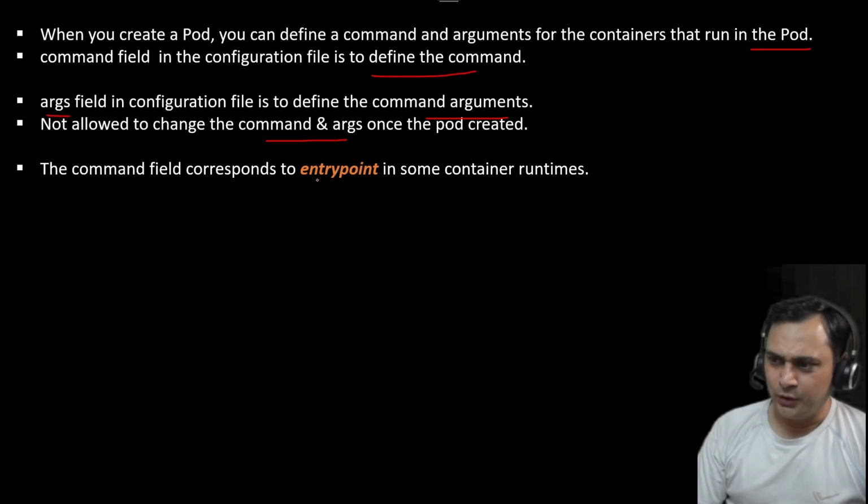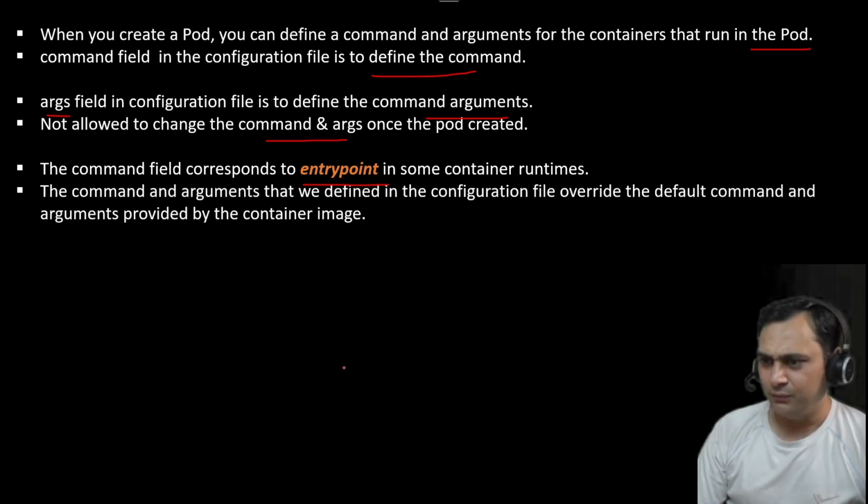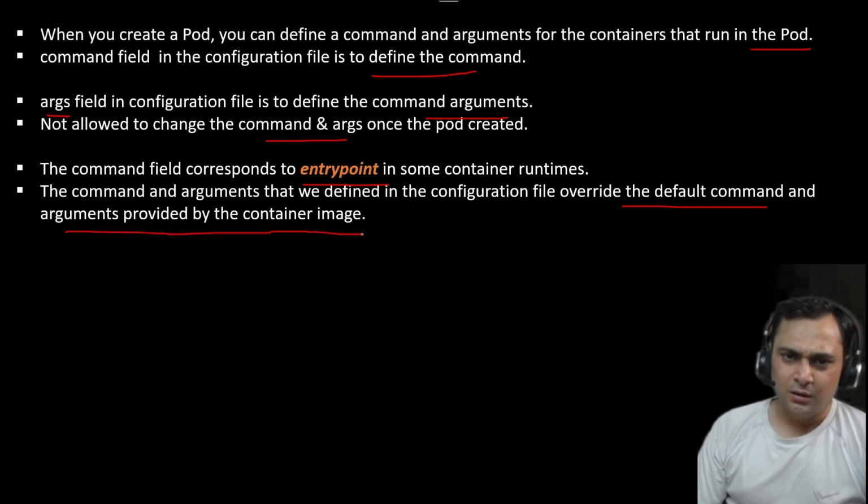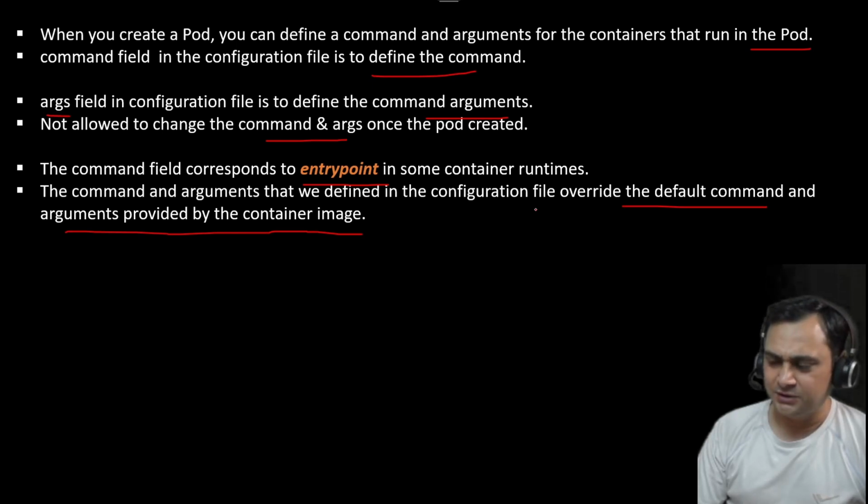The command field corresponds to entry point in some container runtimes. If you have gone through my Docker web series, where I explained the entry point, this is the same thing it does for a pod. After that, the command and argument that we define in the configuration file override the default commands and arguments provided by the container image. When we create the image from a Dockerfile, there we define ENTRYPOINT and CMD. If you want to override, you can use the command and args option at pod level.